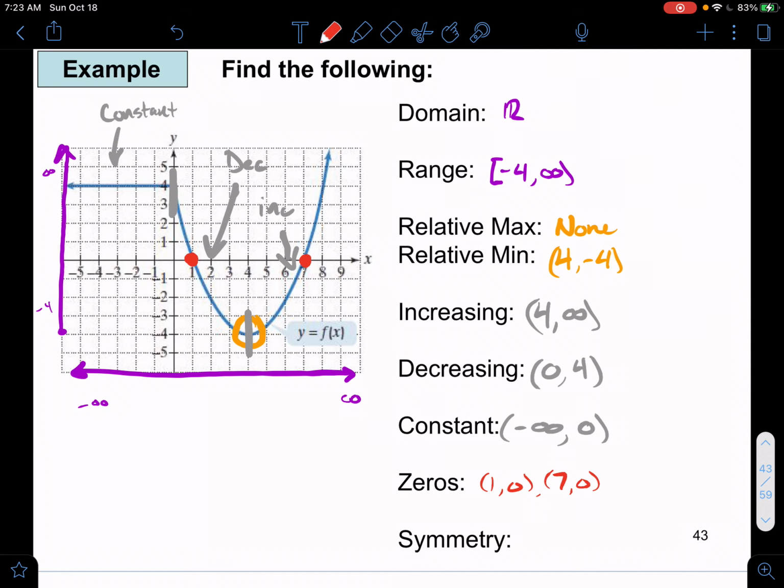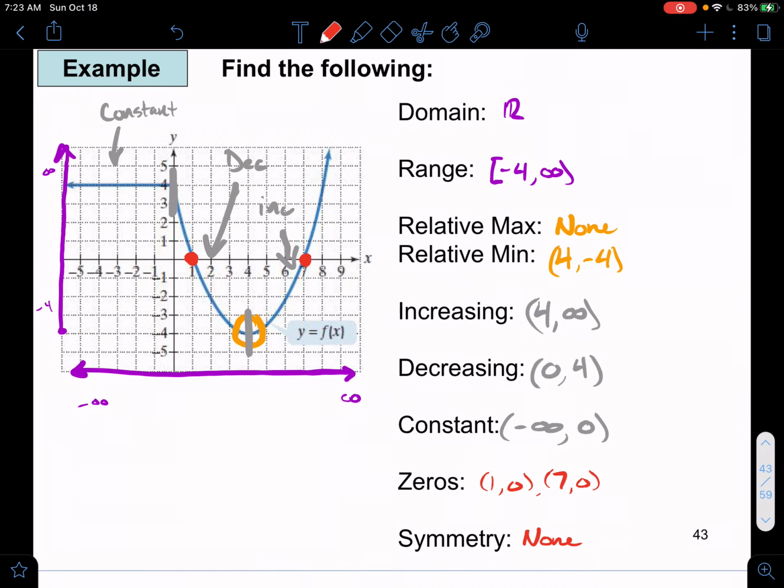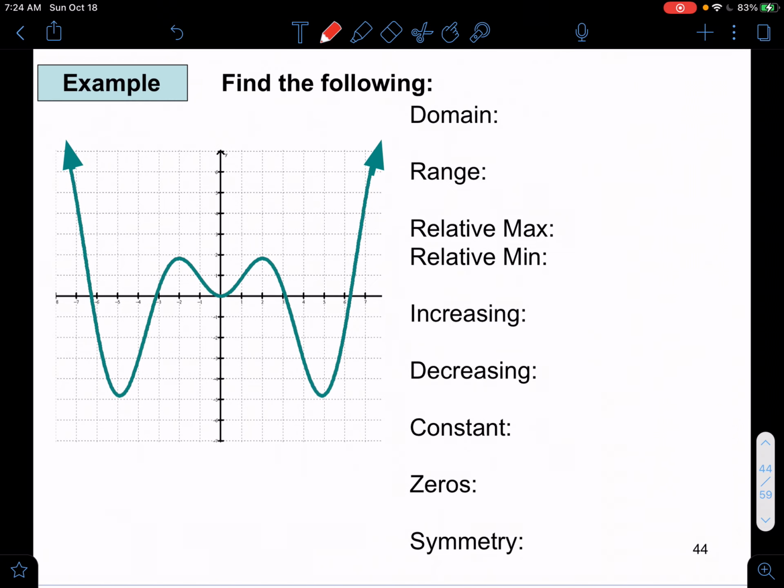And then for symmetry, this one does not, or is not, reflective across the y. That would definitely not work. And it does not have rotational symmetry, so we would say none. Let's take a look at another one.